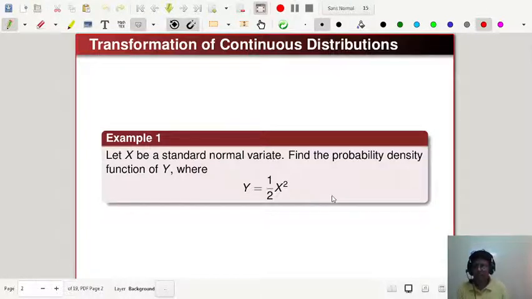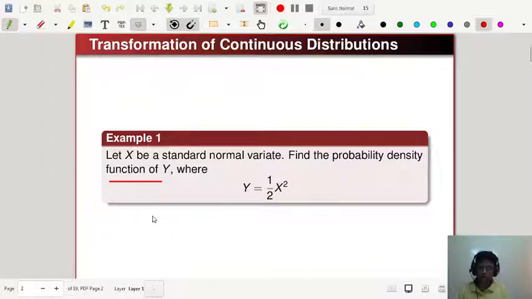So the first example is: let X be a standard normal variate. And you know what the PDF of the standard normal variate is: 1 by root over 2 pi, e to the power minus x square by 2. Find the probability density function of Y, where Y equals half of X square.